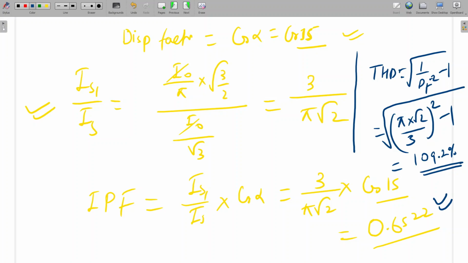In MATLAB also I have analyzed this, like the sinusoidal PWM technique. Sometimes I have applied it, and there we are getting THD more than 100%. See, this distortion factor is correct only, 3 by pi root 2. So 1 by DF whole square minus 1, this only is the formula. So pi into root 2 divided by 3 whole square minus 1, so 109.2%. This is correct only.